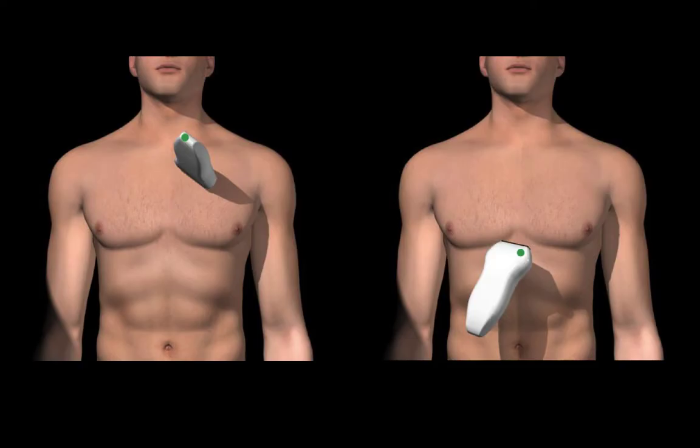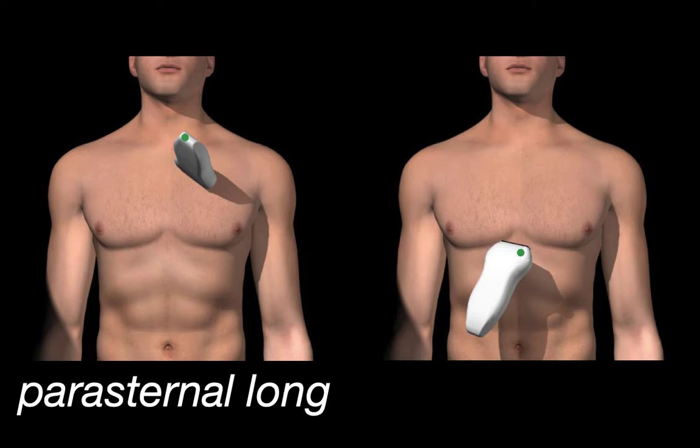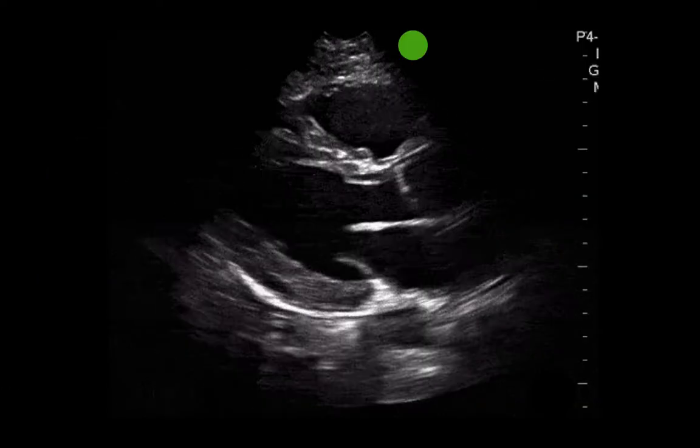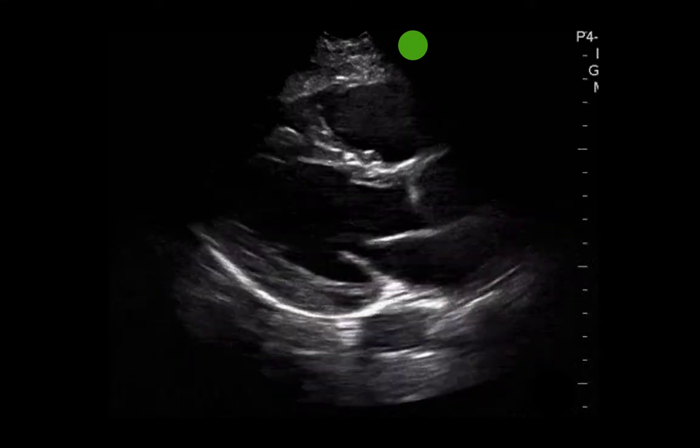These are anechoic fluid collections that track around the heart, and they always track anterior to the descending aorta, which is why it's so important to have the descending aorta in your parasternal long views. The best views to obtain when looking for a pericardial effusion are the parasternal long and the subxiphoid or subcostal views. Here's that normal heart that we've been seeing throughout the lecture.